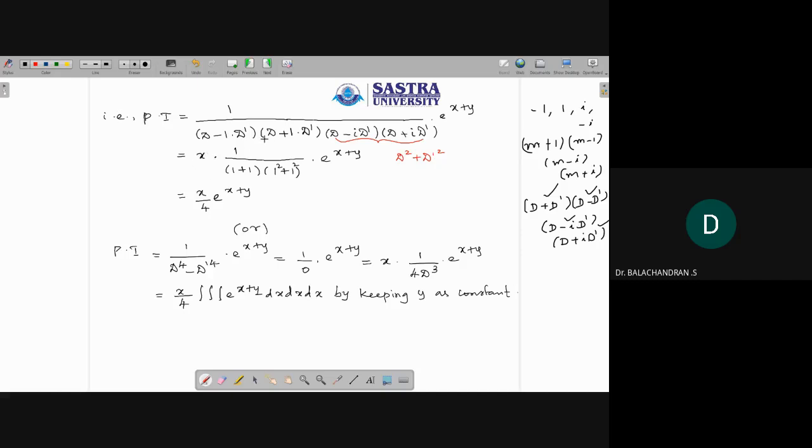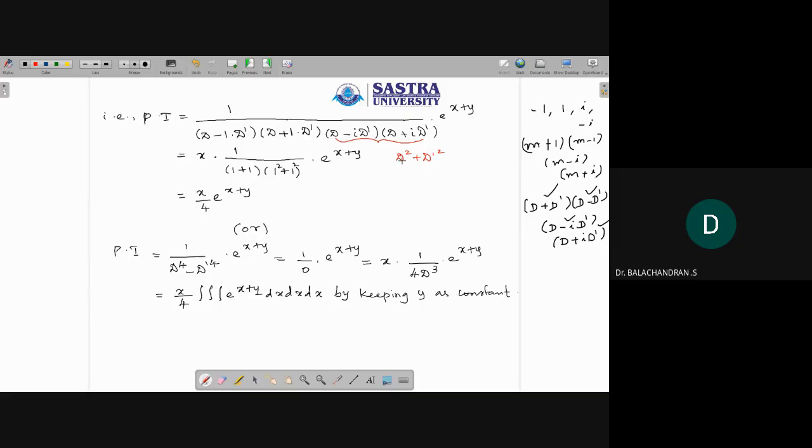Suppose there are 2 terms, then x square by 2 factorial. 3 terms means x cube by 3 factorial. 4 terms means x power 4 by 4 factorial. So here only one term, so x power 1 by 1 factorial. For this factor, I will write x power 1 by 1 factorial. For this factor, 1 plus 1. If you combine these two, that is (D plus iD dash) into (D minus iD dash), which is D square plus D dash square.